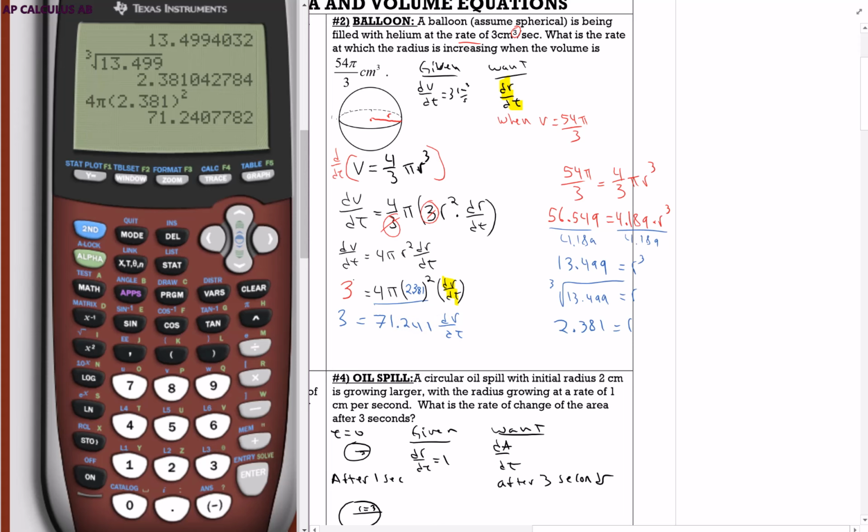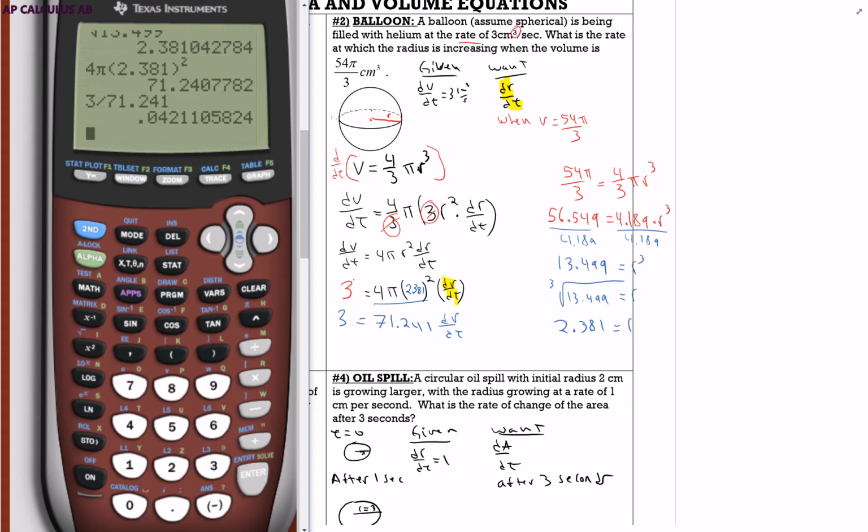I divide both sides by 71.241. So it's 3 divided by 71.241, and we get 0.042. This is dr/dt, my rate of change. This is not the exact answer because we rounded it off and used a decimal approximation, but it helps us reduce those algebraic steps that were confusing a lot of people. I do need to put a unit on this. Radius is measured in centimeters, and time in this case was measured in seconds. So it's dr/dt, centimeters per second, and that's the final approximate answer for that one.